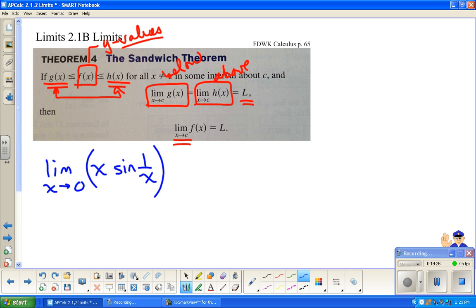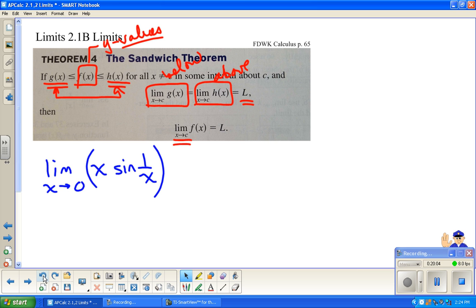Now, here's the issue. If I think about the properties, I could maybe think about the limit as x approaches 0 of x, and the limit as x approaches 0 of sine of 1 over x, and do those separately. But the problem is when I look at 1 over x and try to put 0 in there, that's a problem. So I can't do the little cute substitution thing that I wanted to do, even looking at the properties.